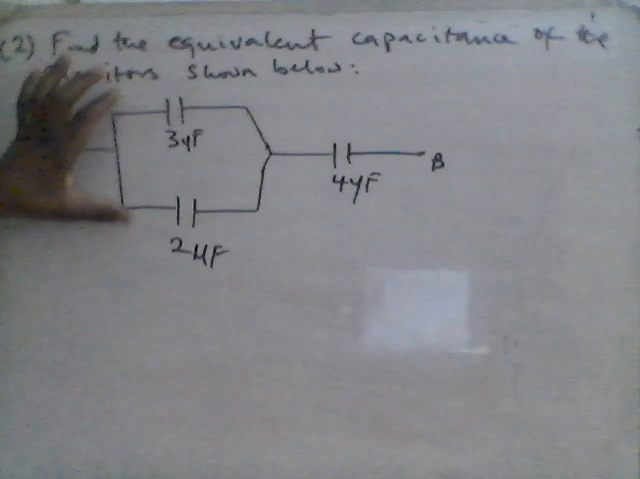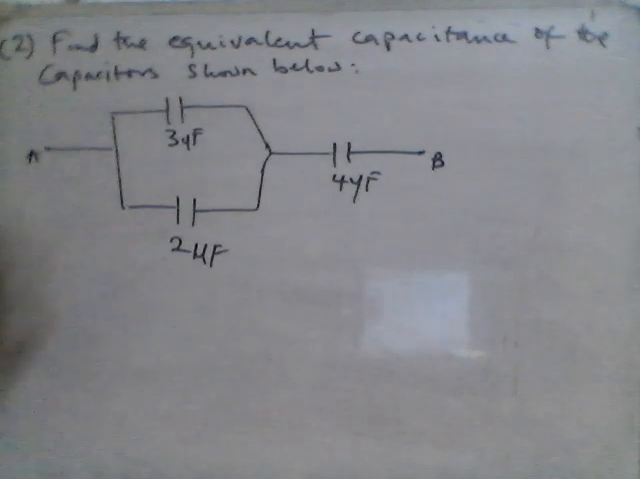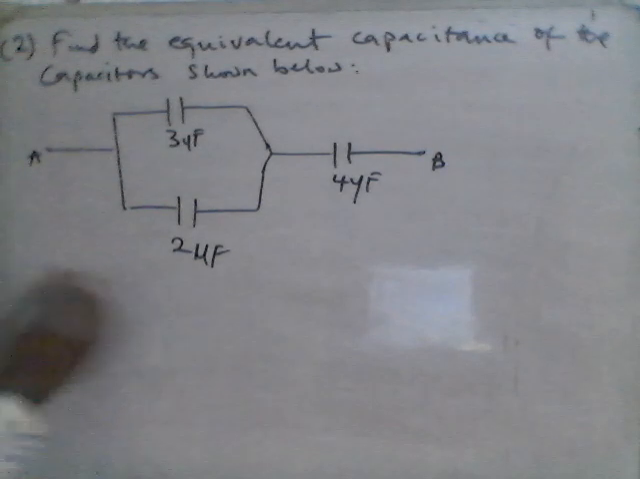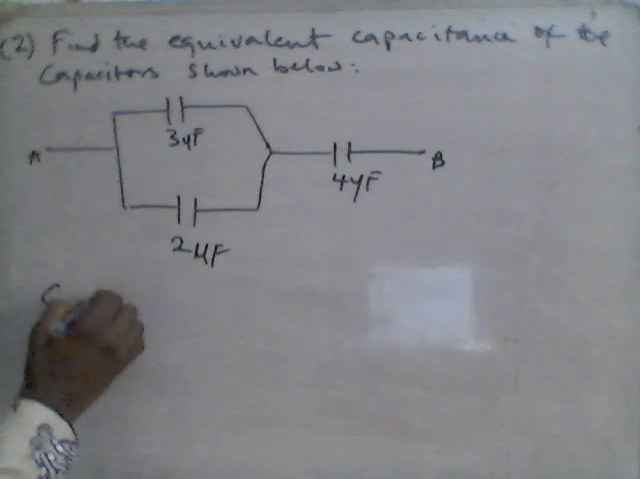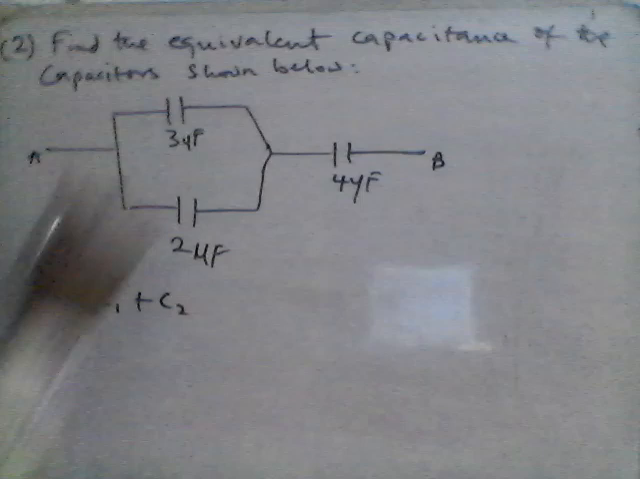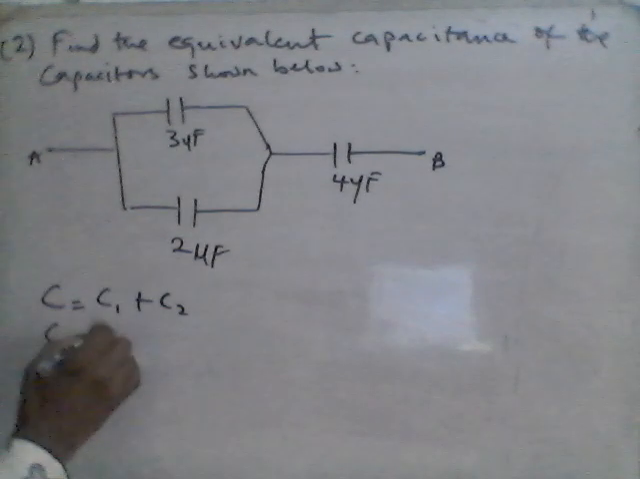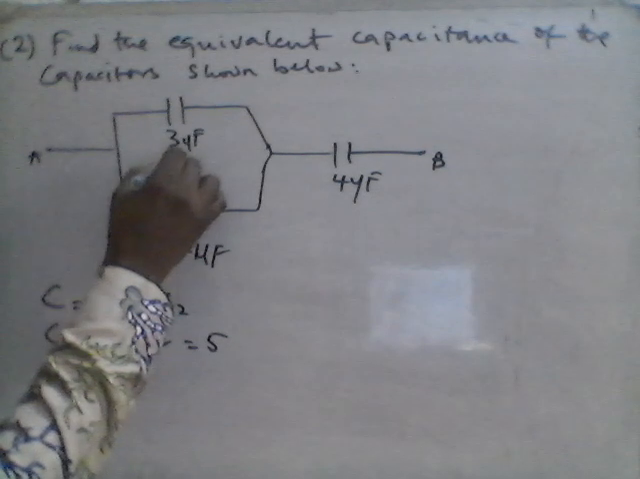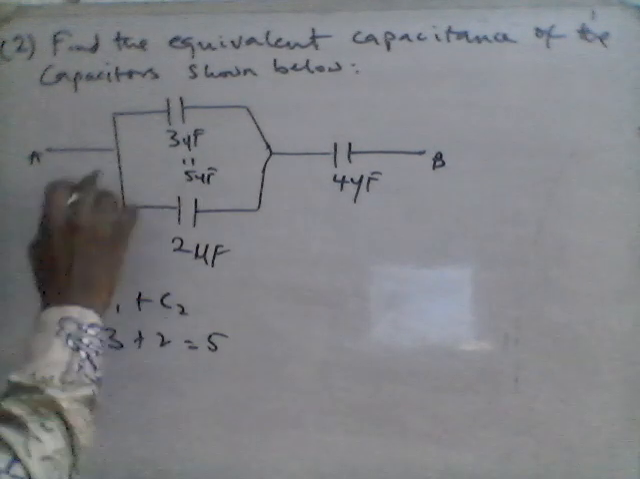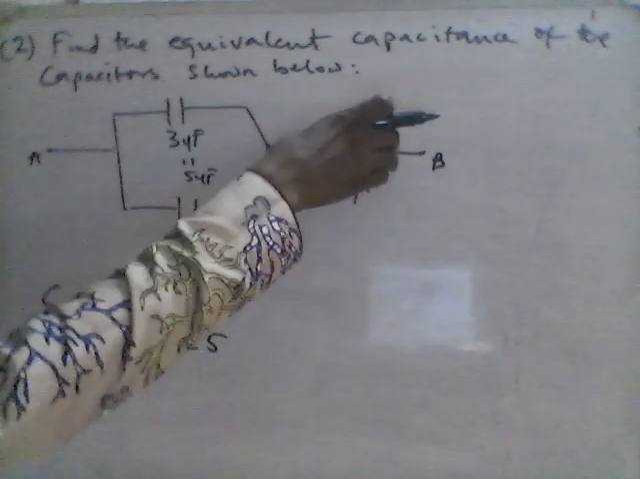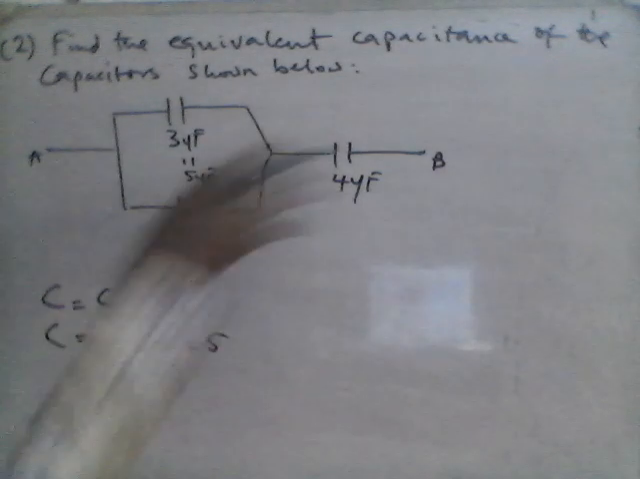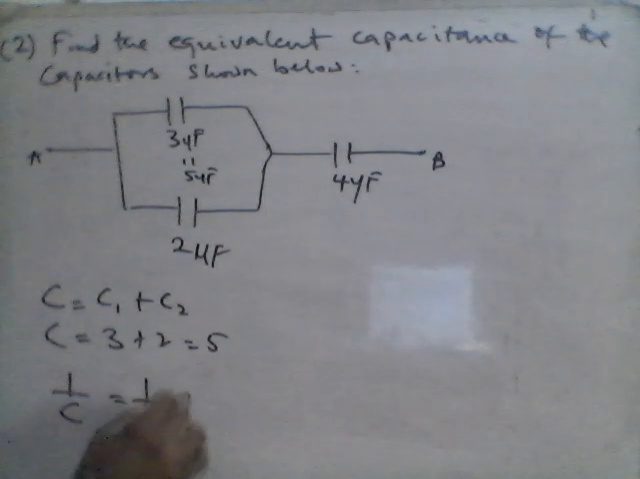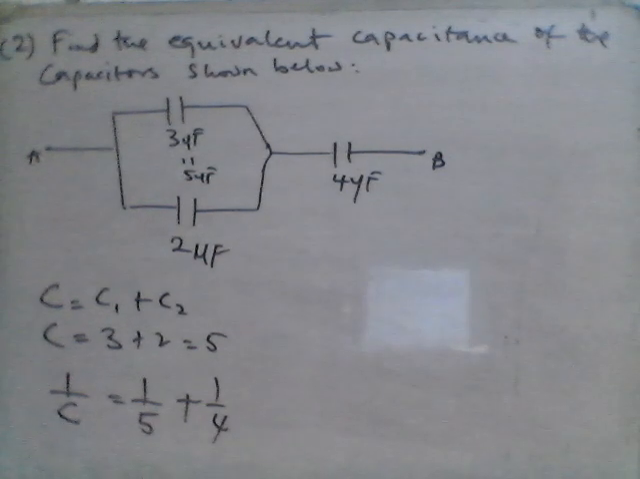So first of all, we are going to be resolving the parallel connection. For parallel connection, the equivalent capacitance is C equals C1 plus C2. So in this case, C equals 3 plus 2, which is equal to 5. So this 5 is now in series with this one. So for this one, I will say 1 over C equals 1 over 5 plus 1 over 4. I hope you understand what it is.